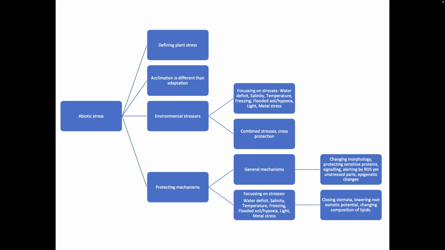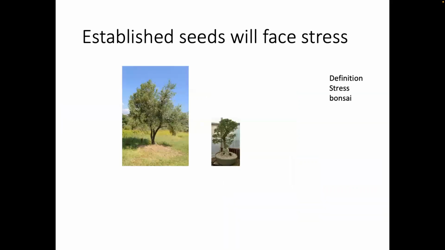Okay, so let's start defining stress for plants. These are two of the same plants, I mean, the same species. This is an olive tree, and this is also an olive tree, but it's bonsai. I think you have heard what bonsai is. So this is a very small plant.